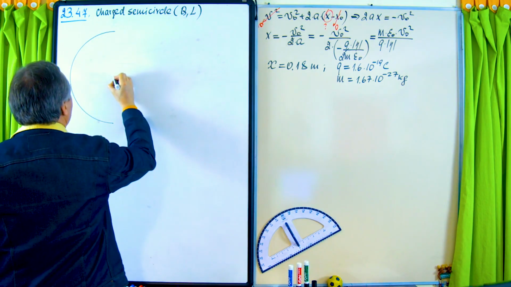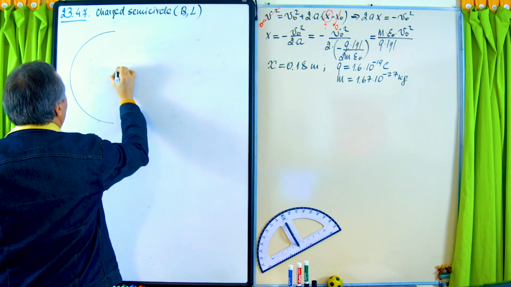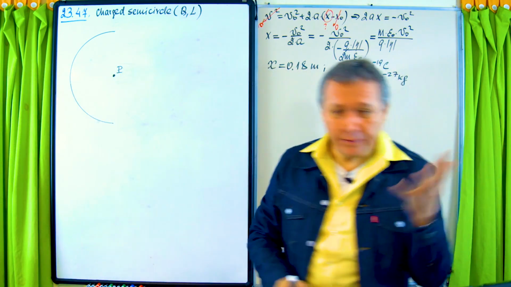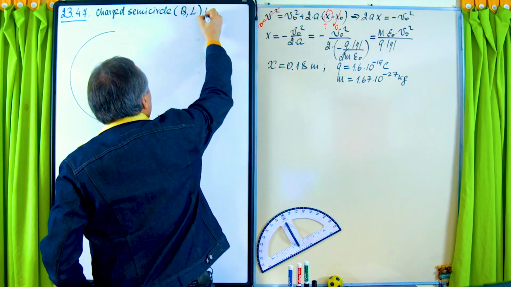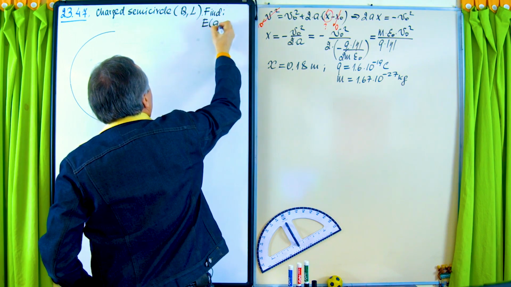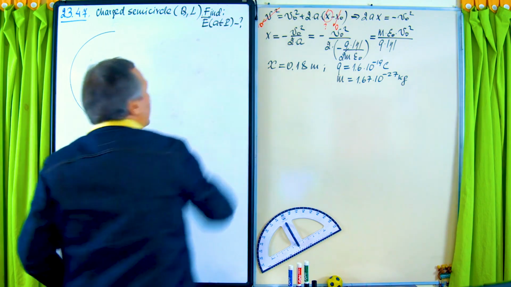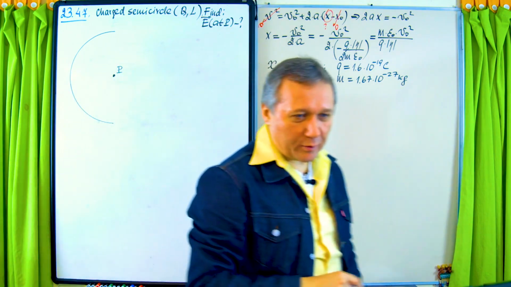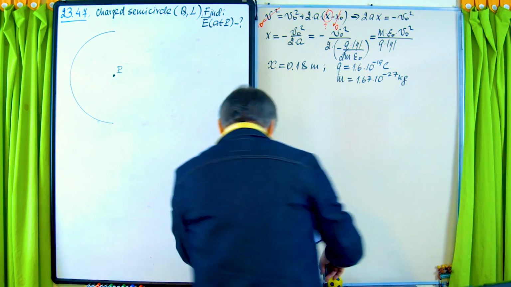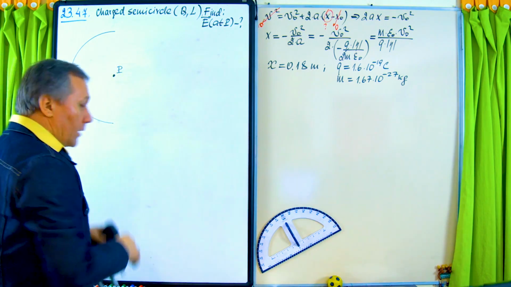Okay, semicircle. This is the center. So let's call it point P. So we need to find the electric field at that point P. So let me write down: we need to find E at the point P. Actually, as a vector, I'll write it down. So yeah, that's it, right? And of course, this is the center.